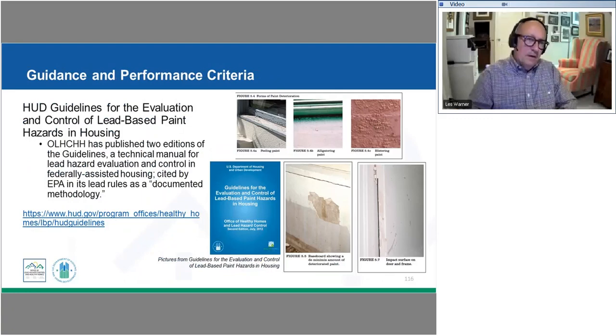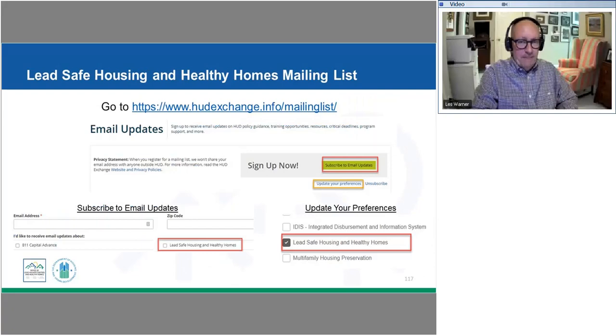There also, I think we've mentioned this a couple of times, the Guidelines for the Evaluation and Control of Lead-Based Paint Hazards. This is really the technical go-to manual that will walk you through all of the details from sampling methods to clearance requirements. This is really the go-to spot. I would hope that contractors would also be aware of this, and this would be something that you could point to and get into the details on any question about the criteria.